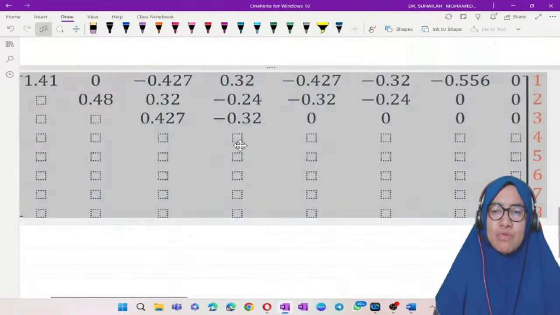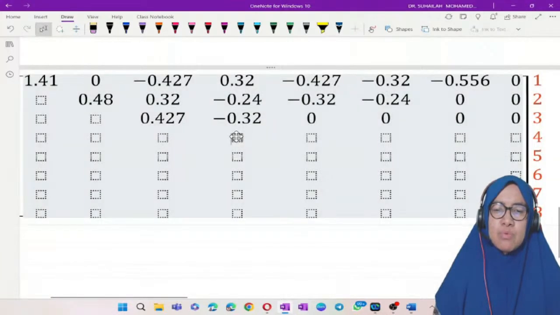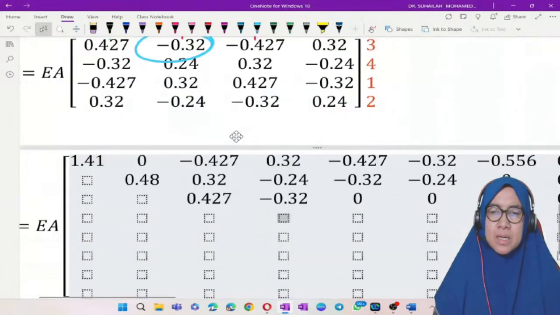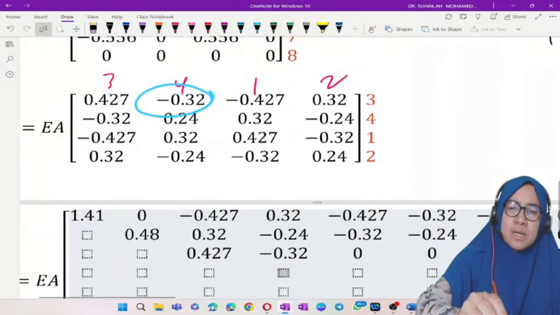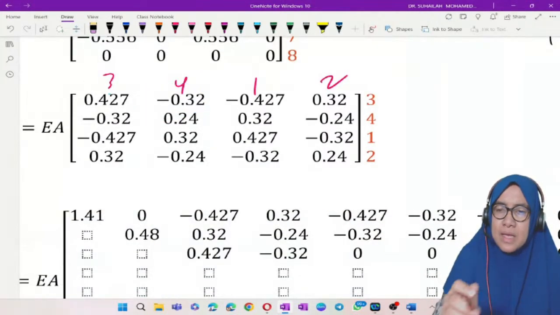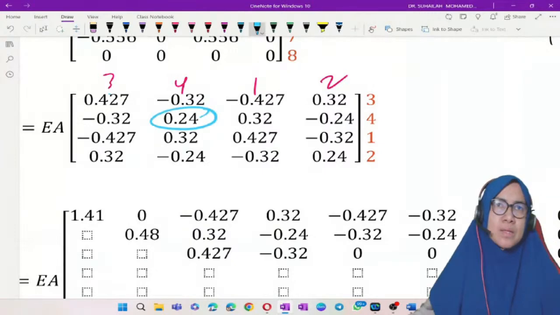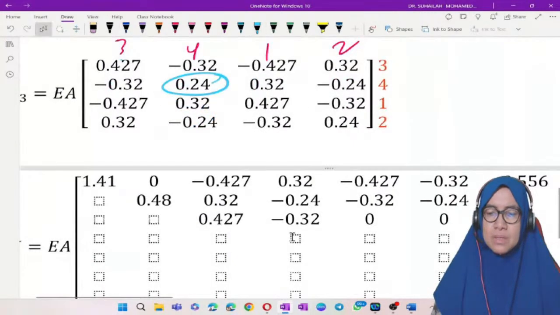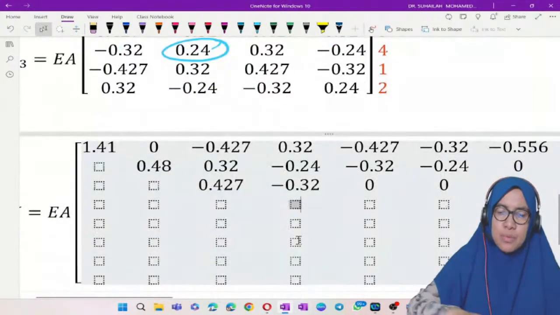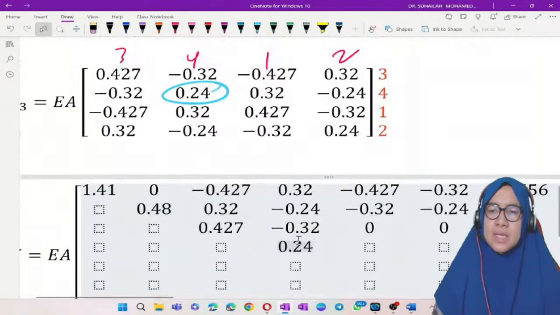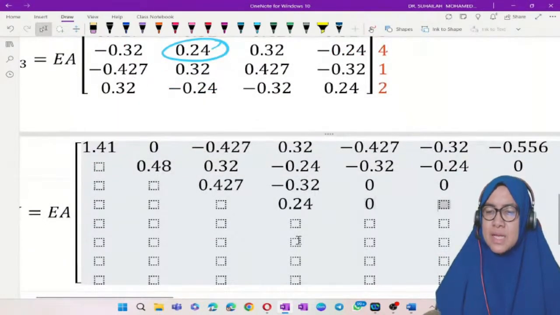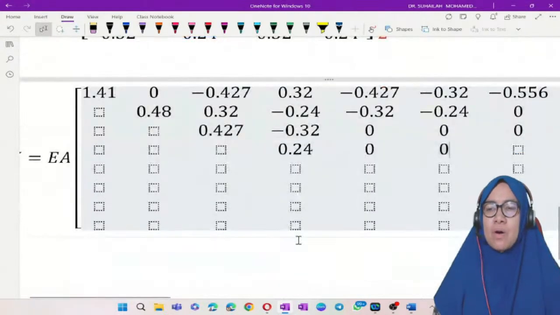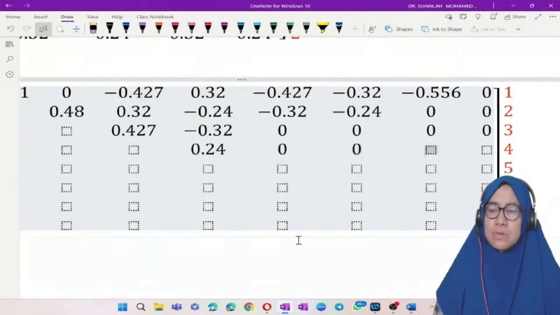Okay, now we move to 4,4. 4,4 is also inside K3. The value is 0.24. Okay, next is 4,5, no intersection, 0. 4,6, no intersection, 0. 4,7 also no intersection, 0. 4,8, no intersection, 0.